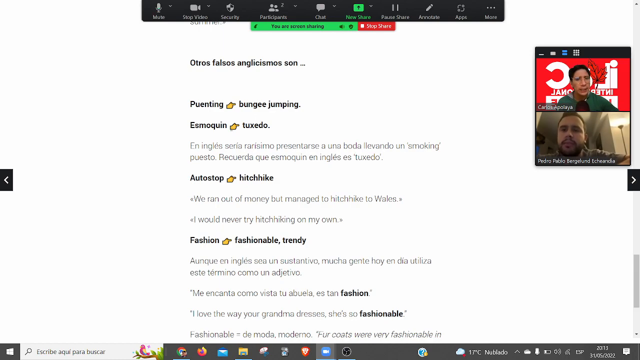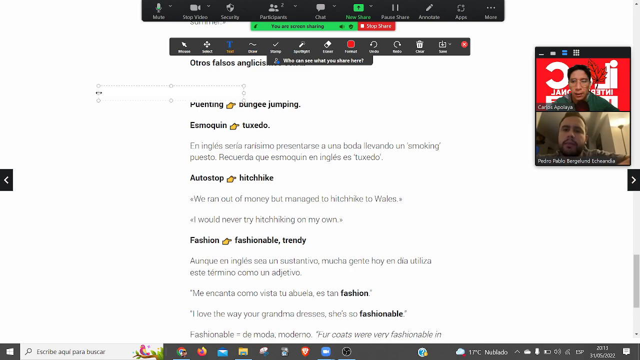They will have a smoking, okay? But smoking es ese traje, ¿no? Ese traje negro que usamos para ir a un lugar elegante. Eso es algo muy pomposo, okay? Y lo opuesto sería low key, modesto, okay? Tenemos aquí un tuxedo. Tuxedo es el smoking.